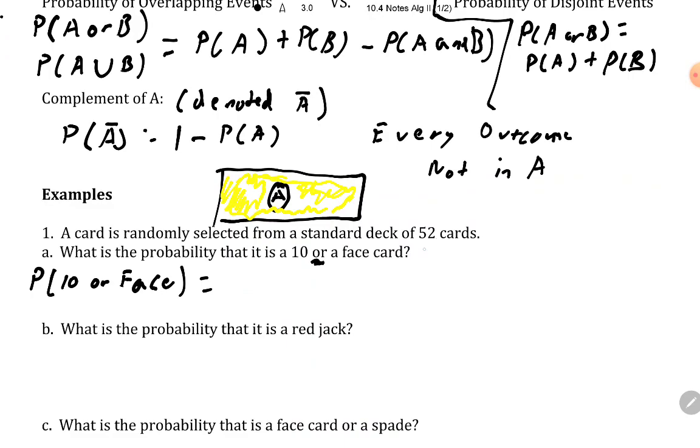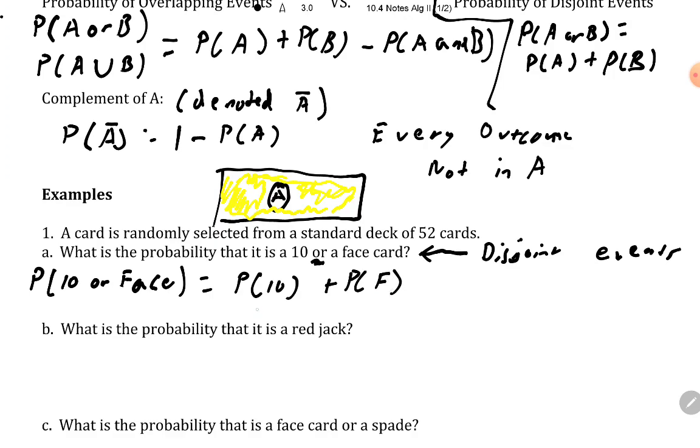First we need to figure out if these events overlap or not. 10 is not a face card, so you either draw a 10 or a face card. Drawing a face card does not mean you drew a 10, and drawing a 10 does not mean you drew a face card. So these are disjoint events. My formula is just the probability of drawing a 10 plus the probability of drawing a face card. There are 4 10s out of 52 cards in a deck.